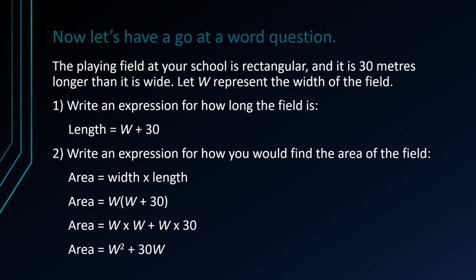Now let's write an expression for how we might find the area of the field. So we know that finding the area means width multiplied by length. Alright, and in this case we know that our width is W and our length is W plus 30. So we can write that as W and then in the brackets W plus 30. When we expand that out, we've got W times W plus W times 30. And then when we simplify that, we end up with W squared plus 30W. So that's one occasion when you might have a word question that relates to expanding brackets.